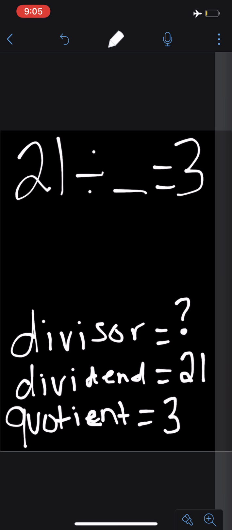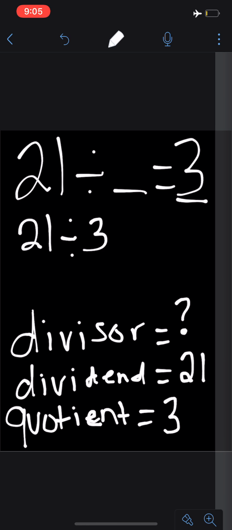Division's a little bit different, so depending on whether you have a dividend missing or a divisor missing, you may be doing 2 different things. Like I said earlier, this time I have a divisor that is missing. So I'm going to take my quotient, which is 3, and I'm going to divide 21, which is my dividend, by 3. 21 divided by 3.